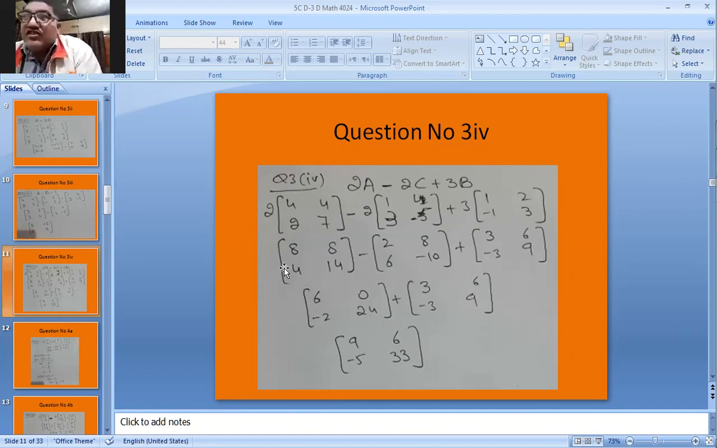When you solve these two, 8 minus 2 will be 6. 8 minus 8 will be 0. 4 minus 6 will be minus 2. 14 minus minus 10 becomes 14 plus 10, that will be 24. And this matrix will come as it is. Then we have to add them. So you will have 6 plus 3, that will be 9. 0 plus 6 will be 6. Minus 2 plus minus 3 will be minus 5. 24 plus 9 will be 33.